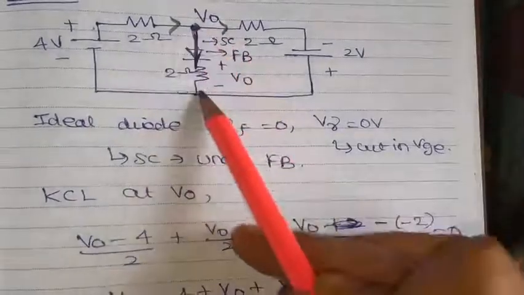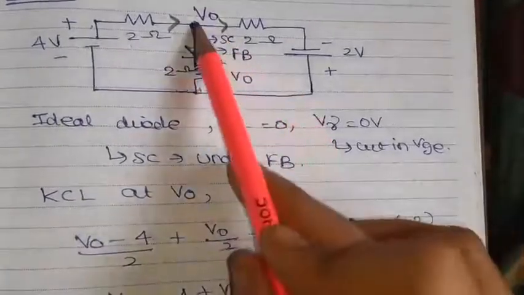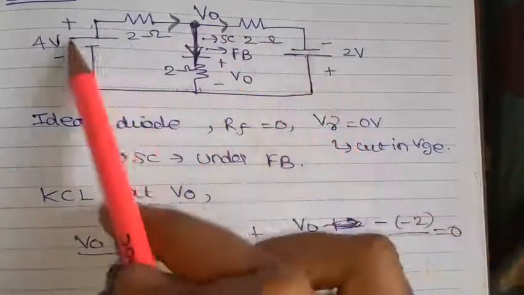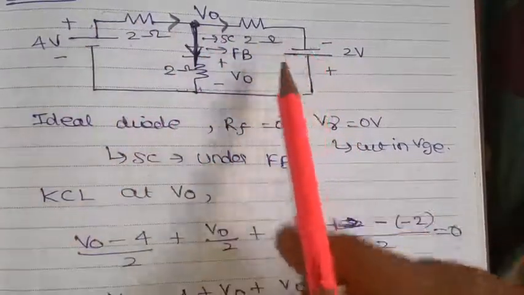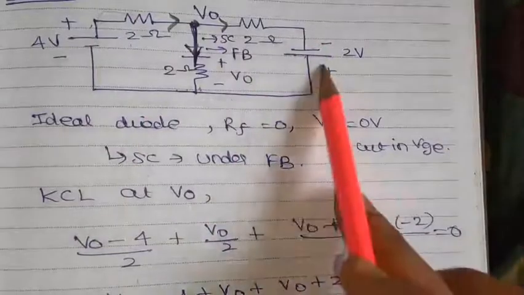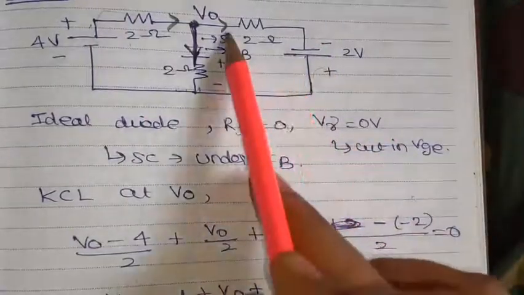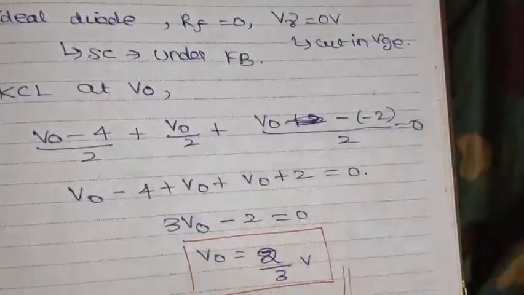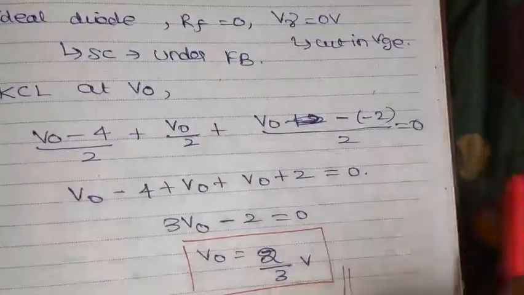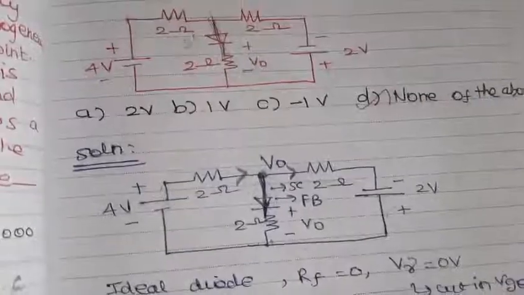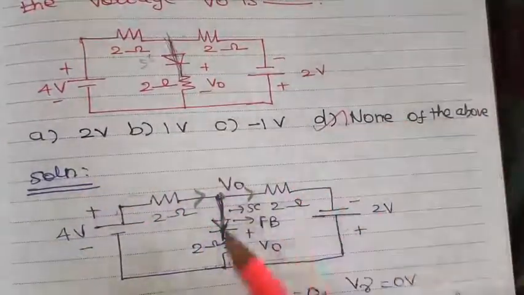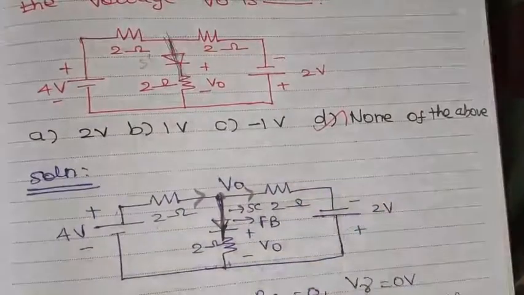Then V0 divided by 2, plus V0 minus of minus 2 volt. This is minus, right? Positive terminal here, negative terminal. So V0 minus of minus 2 volt divided by this, what resistance here? 2. By substituting all this, we can find V0 equal to 2 by 3 volt. In the options, 2 by 3 volt is not mentioned, so none of these is the right option.